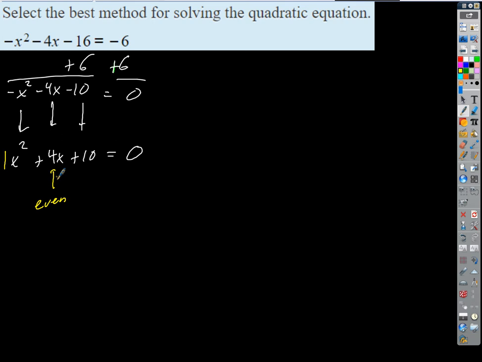I mean, second place would be quadratic formula. And if you like quadratic formula, and that's the one you want to do for everything, you can. But when you're selecting the best method, it would be completing the square. Fewest steps, okay? So if we were going to complete the square, then what would we do?